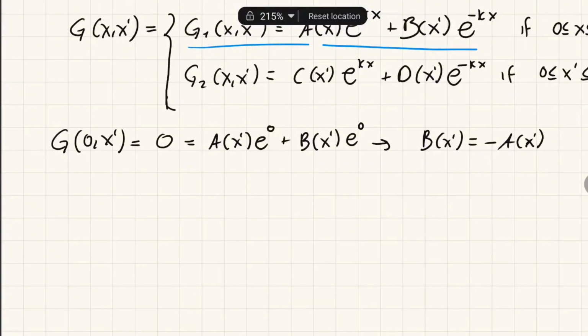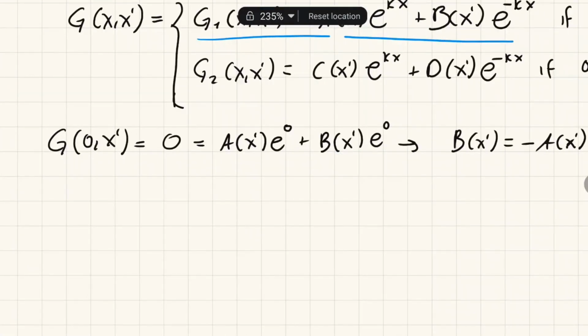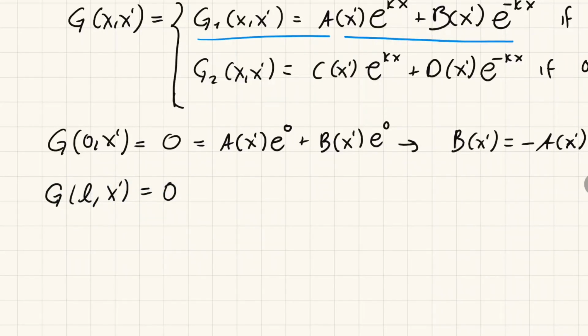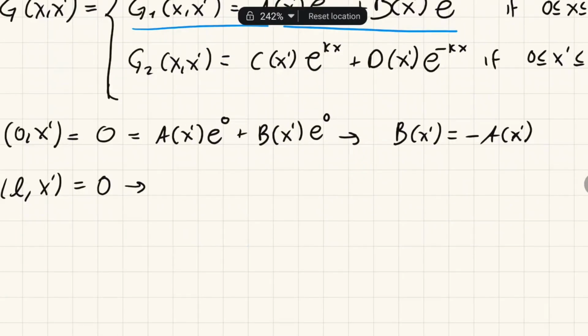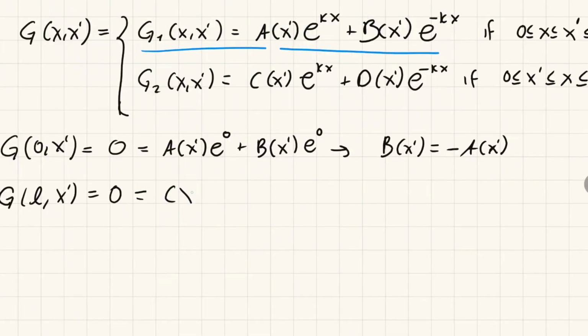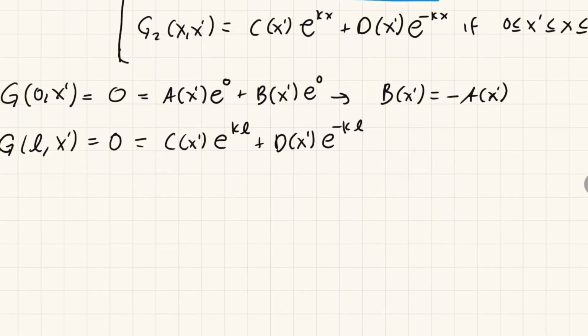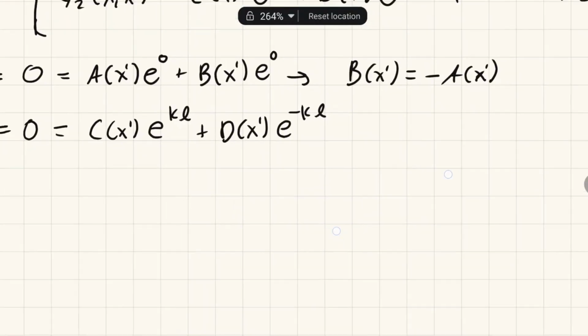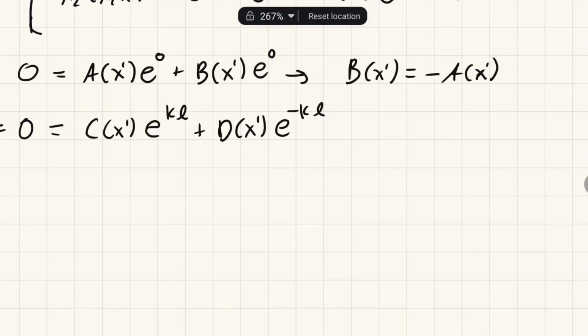Okay, then we are going to make use of the second boundary condition, which tells us that g evaluated at L comma x prime is equal to 0. And then this implies that c of x prime e to the kL plus d of x prime e to the negative kL. So what do we get from here?